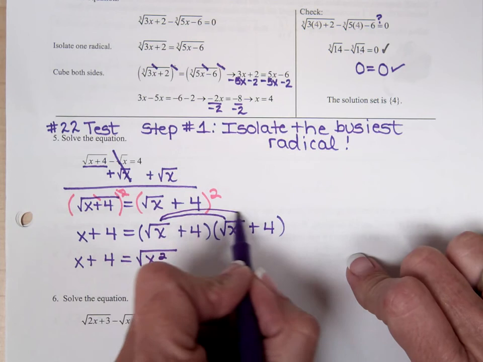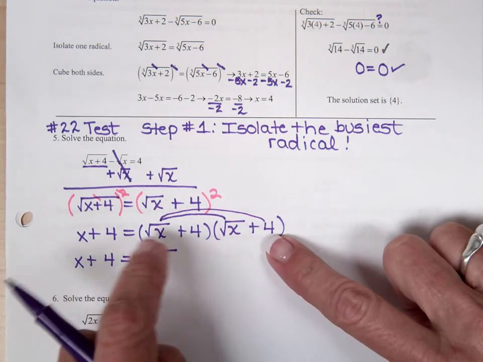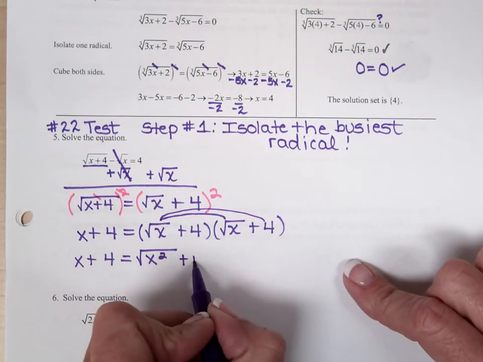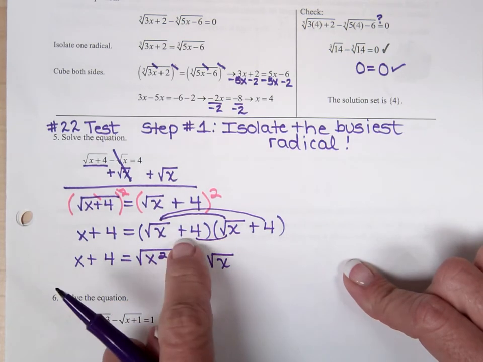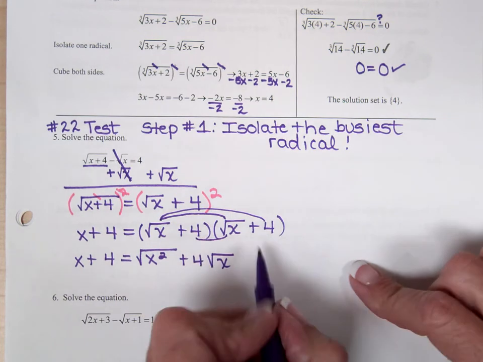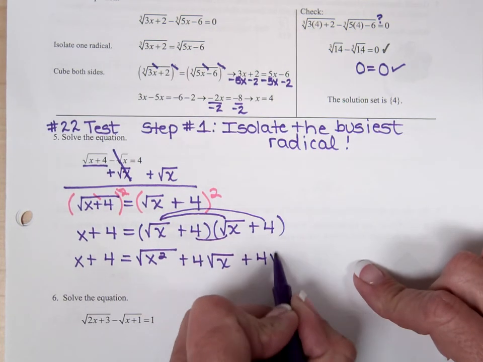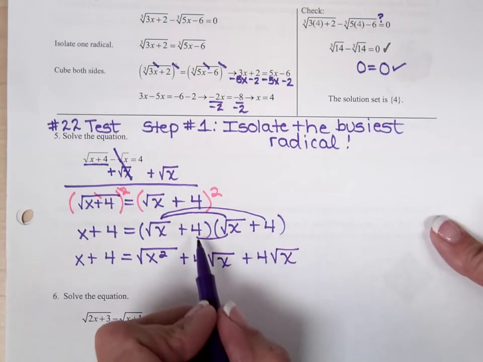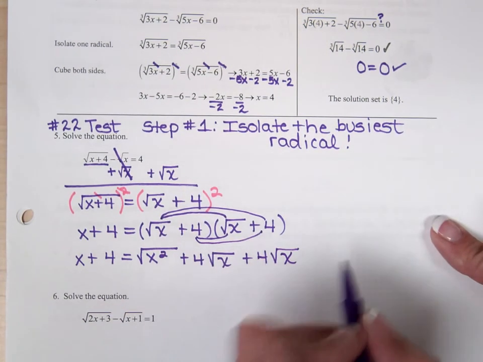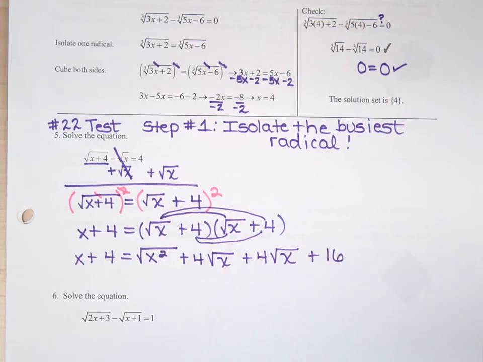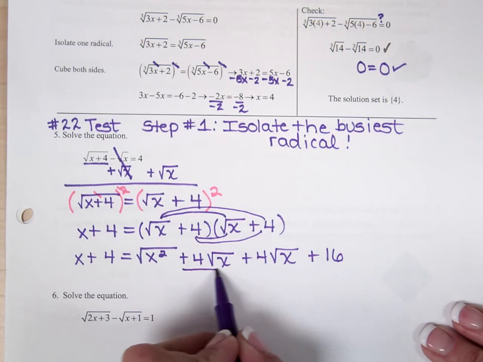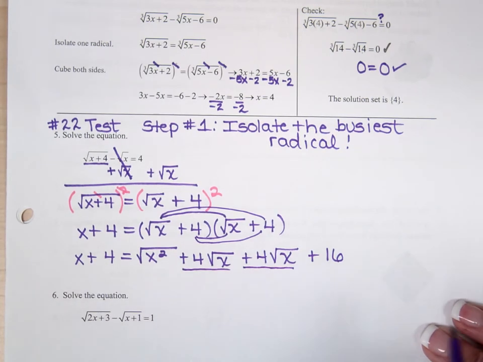From outer, we get plus 4 radical x. From inner, we also get plus 4 radical x. And from L, we get positive 16. So you should notice we have some like terms here. And no, they do not cancel. They don't have different signs. They have the same sign, so we need to add them.